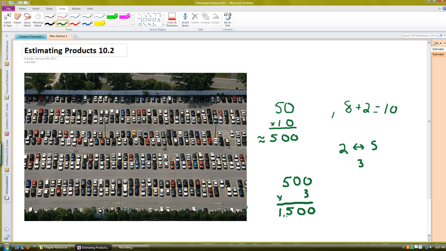So this might be one small parking lot at Disneyland, and you could say that approximately 1,500 people came in this parking lot.